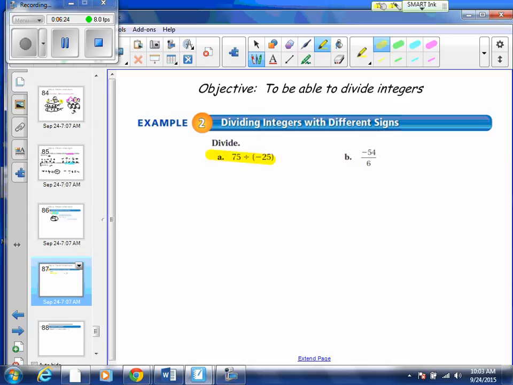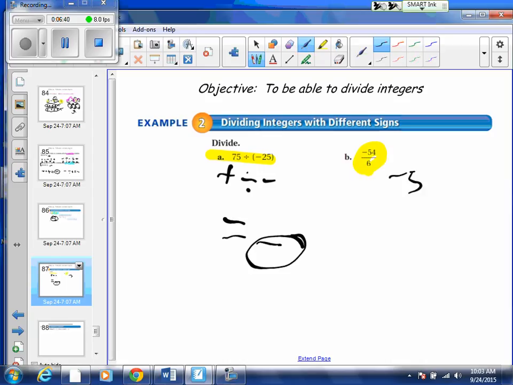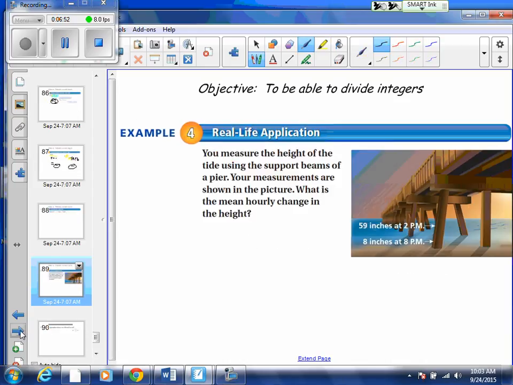All right, different signs. So in this case, I have a positive number divided by a negative number. Different signs means that I will get a negative answer. Second example, remember a fraction like that just means negative 54 divided by 6. We read numerator divided by denominator. And in this case, we have a negative, but this one is a positive. Different signs, I will get a negative answer.